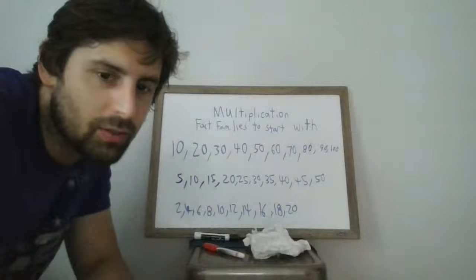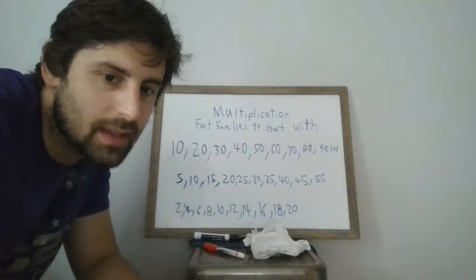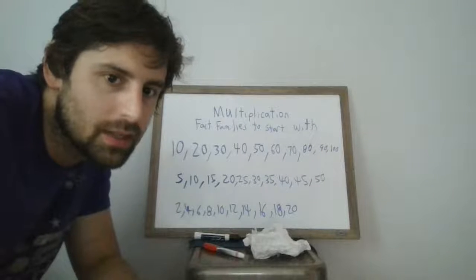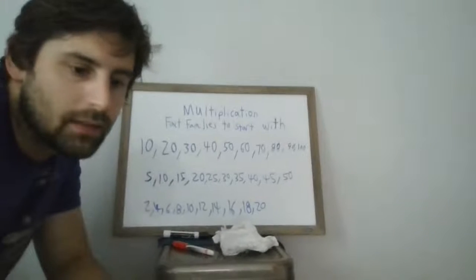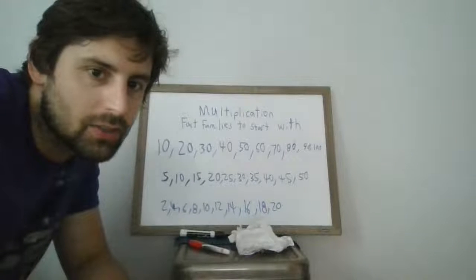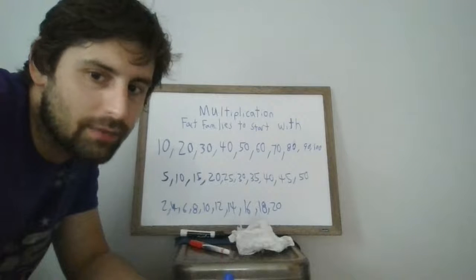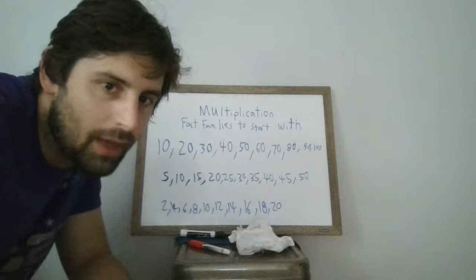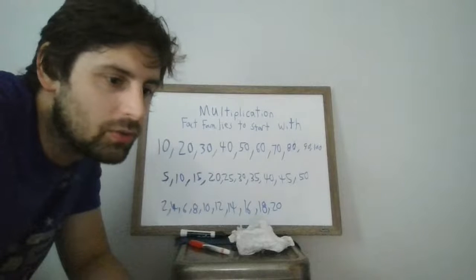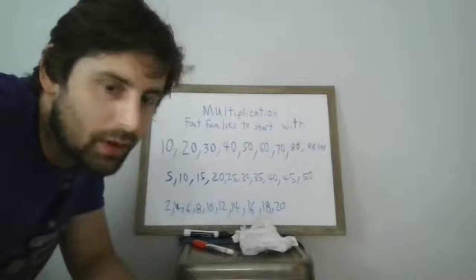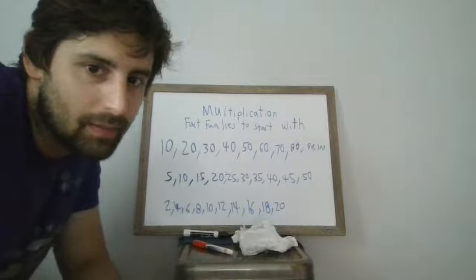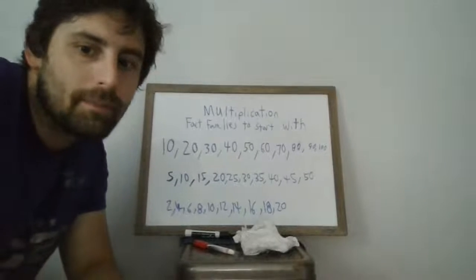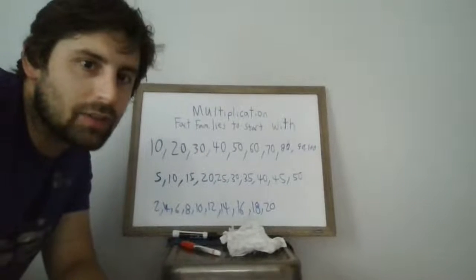So that is my introduction to multiplication. Multiplication is taking the same number and adding it multiple times. And the best fact families to start learning multiplication with are the 10 fact family, the 5 fact family, and the 2 fact family. Going forward on this playlist, I'm going to be doing a video for each fact family. I'm going to start with the 3 fact families I mentioned in this video. But that is my introduction to multiplication.